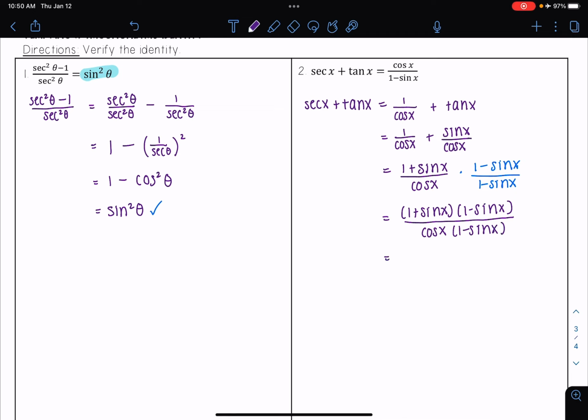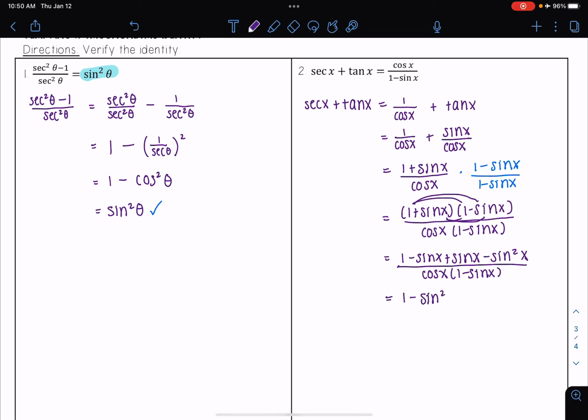Now I'm going to distribute here. So I have 1 times 1, I get 1. 1 times negative sine of x, I get negative sine of x. Inside, I get plus sine of x, and then minus sine squared of x. I see that my middle terms cancel out, so I end up with just 1 minus sine squared of x over cosine of x times 1 minus sine of x.